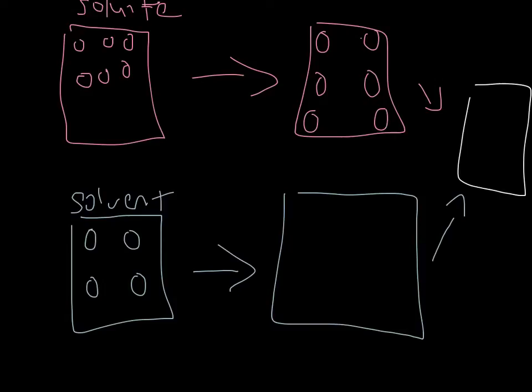Step 2 is at the same time the solvent is going to spread out so the solute can fit between it. So now there's more space in between these molecules. The final step is they just combine. They're just now in between each other. So these molecules, where they were separate before, now have room to intermingle. There's space between them.